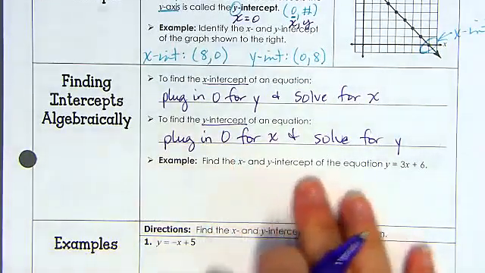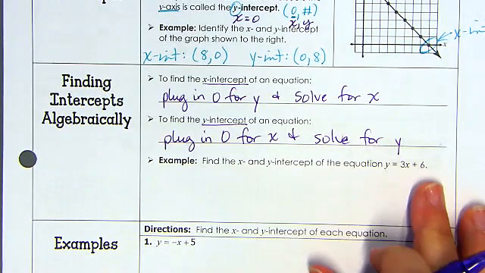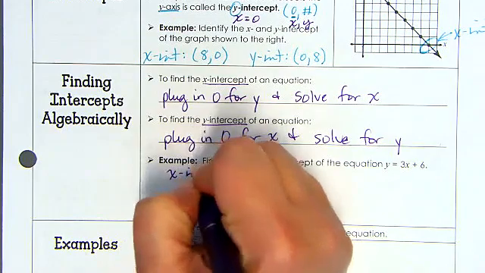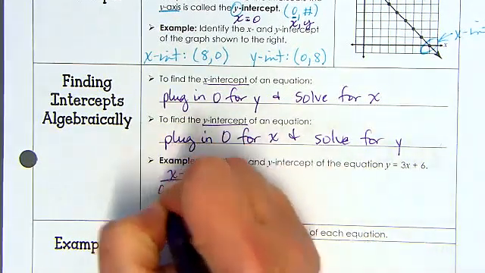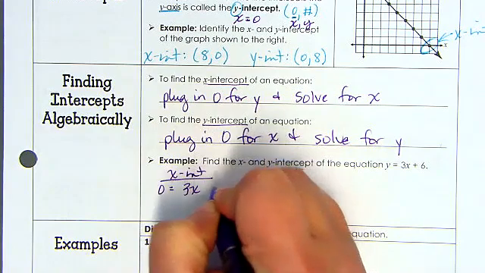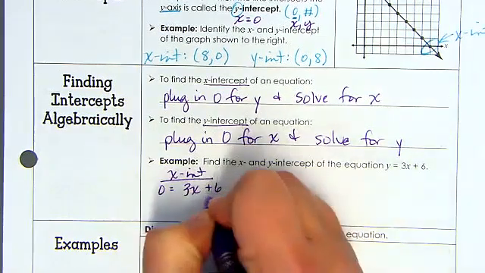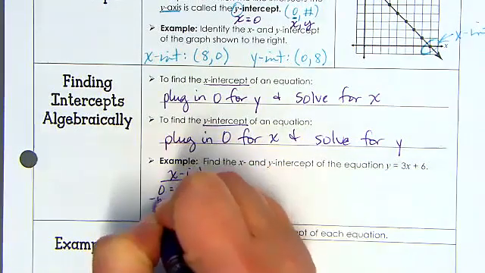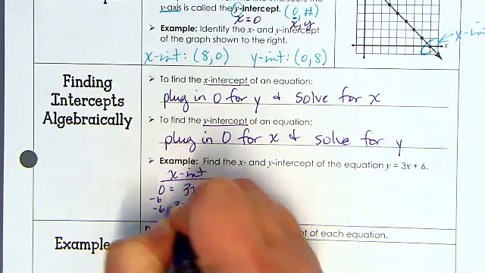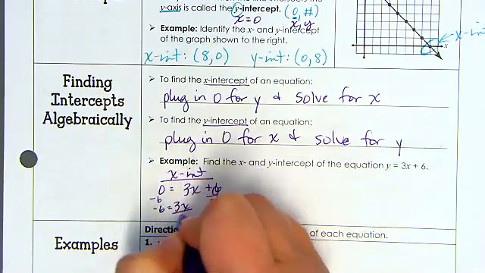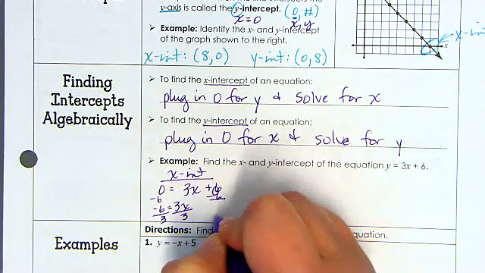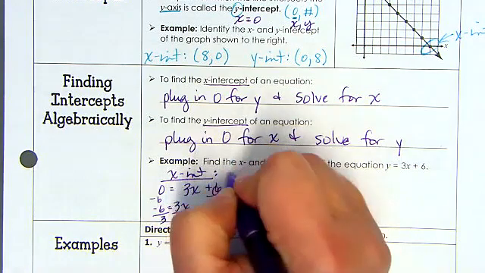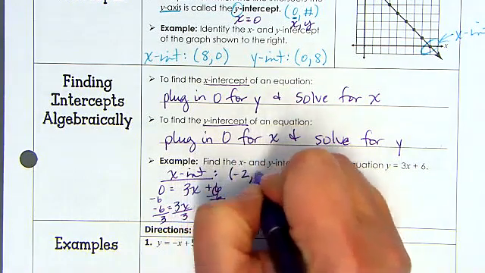Find the x and y intercept of the equation y equals 3x plus 6. So I'm going to plug in for the x-intercept. I'm going to have 0 equals 3x plus 6, and now I solve. So I subtract 6, and I have negative 6 equals 3x. Divide by 3, and we have negative 2 equals x. So therefore, the x-intercept is going to be (-2, 0).